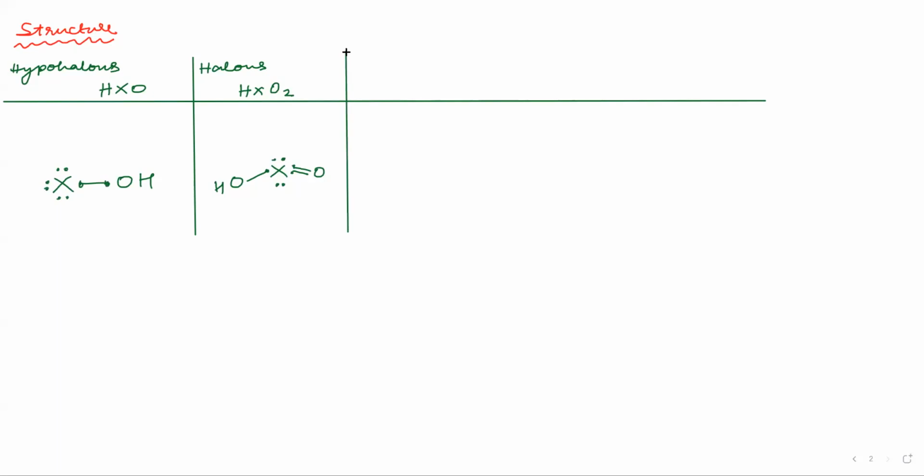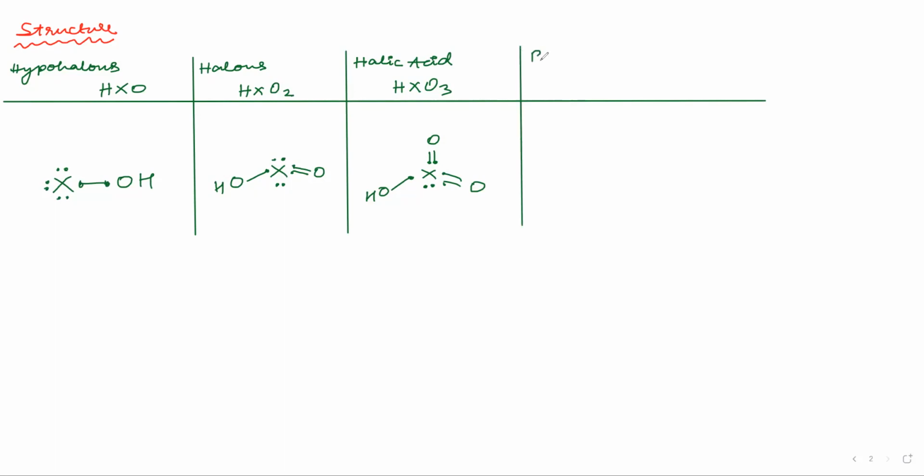After halous, we have halic acid. The formula is HXO3. So again X, then one OH bond, then a double bond oxygen, and one more double bond oxygen. In this case, we are using 5 valence electrons of X in bonding. So we will have one more electron pair as a lone pair.